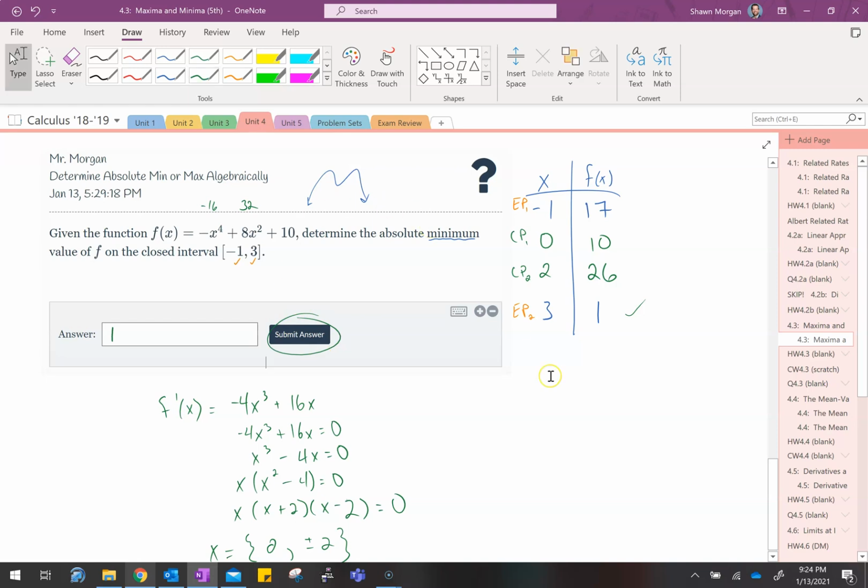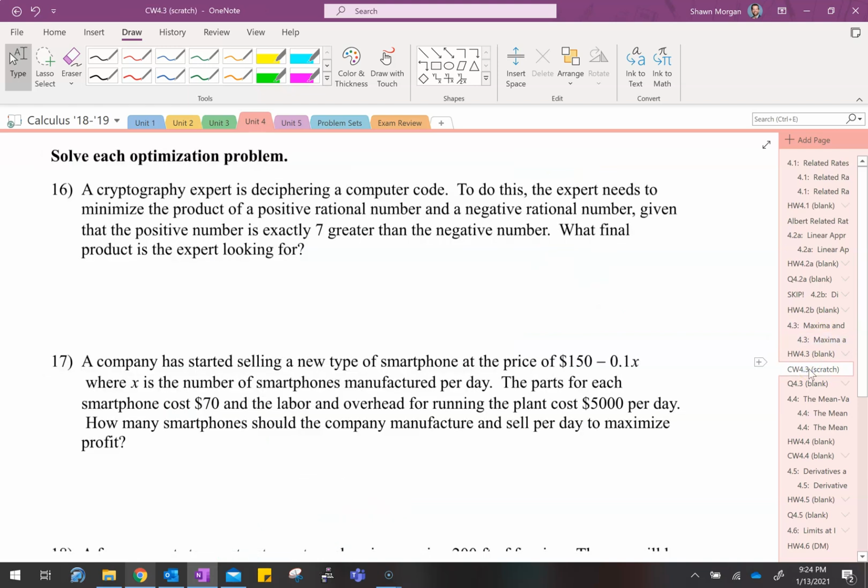So that being our first example here, what I want to do next is look at an optimization problem. Okay, I've got a couple here pulled up. We'll just look at one here.